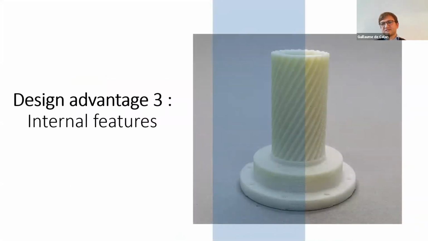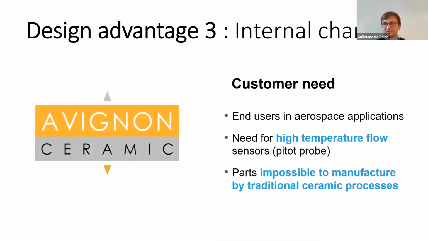The third big advantage of the technology is the possibility to print internal features. These internal features can be hollowed out or channels or anything, and that's really a great advantage of additive manufacturing. And again, if you can take some benefit from it, that's really interesting. Same customer again, Avignon Ceramic was requested by some customers to print what we call flow sensors or pitot probe, but which needed to resist to very high temperature, which explains why it was made in ceramic. And this is typically parts that are completely impossible to manufacture by traditional process.